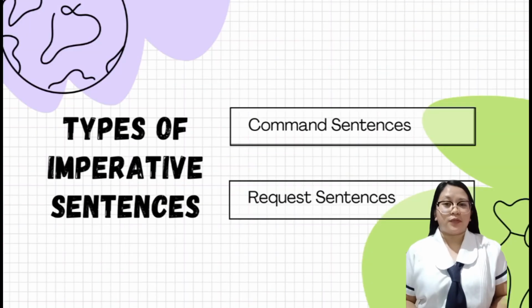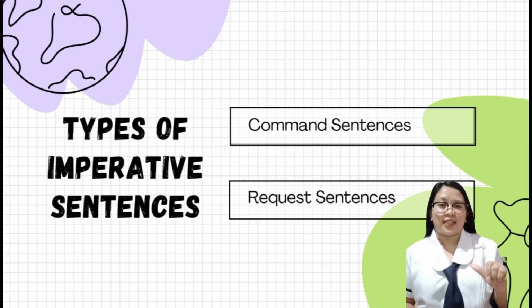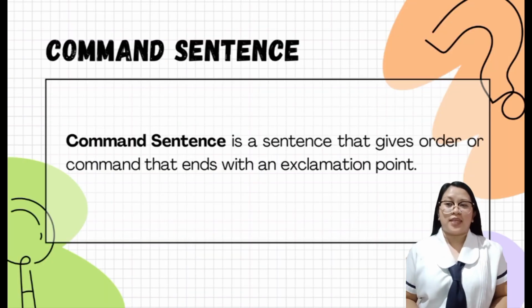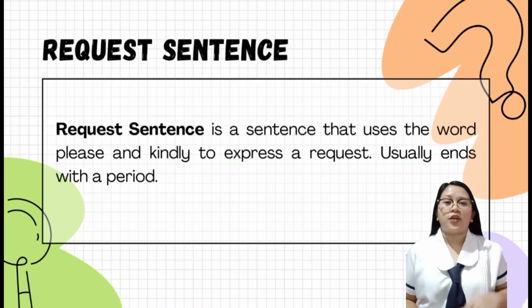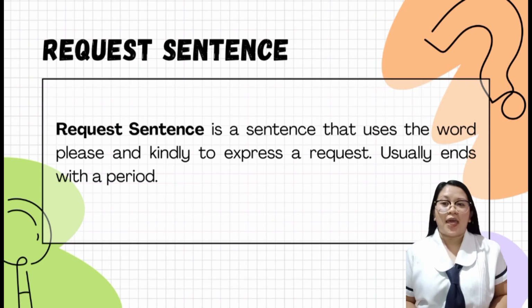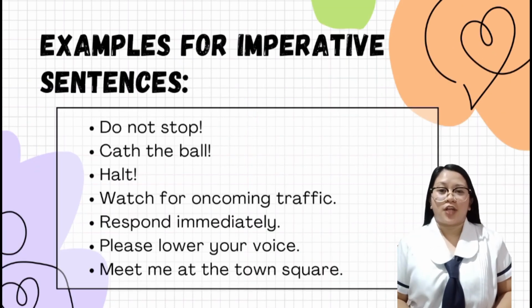There are two types of imperative sentences. The first one is the command sentences and the second one is the request sentences. When we say command sentences, it is a sentence that gives an order or command and ends with an exclamation point. And the second one is the request sentences. It is a sentence that uses the words please and kindly to express a request and usually ends with a period. These are some examples of imperative sentences.